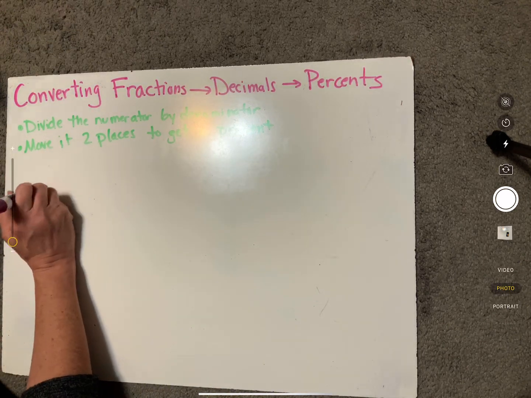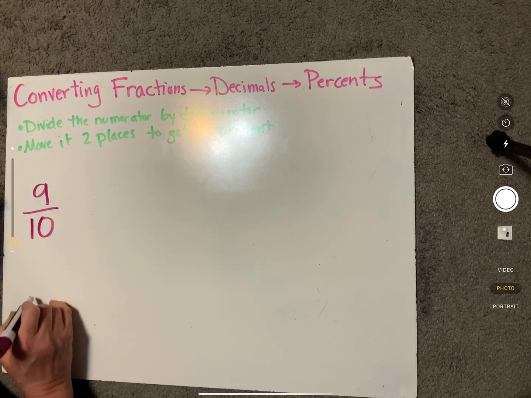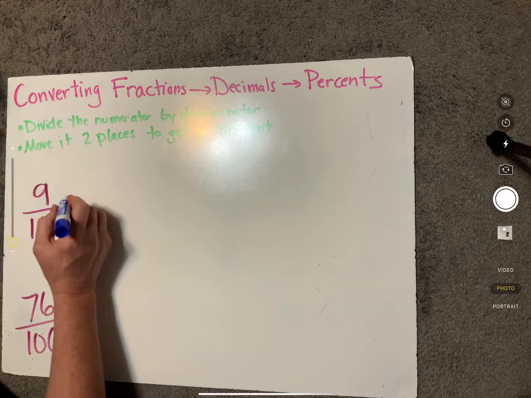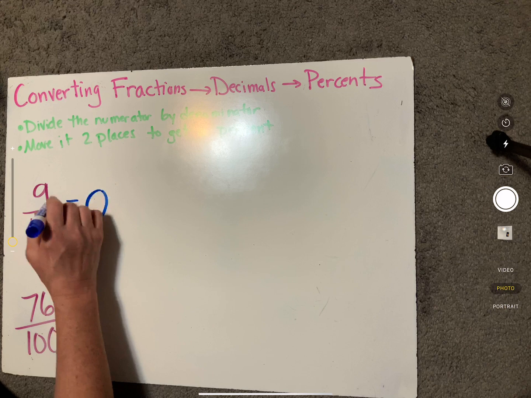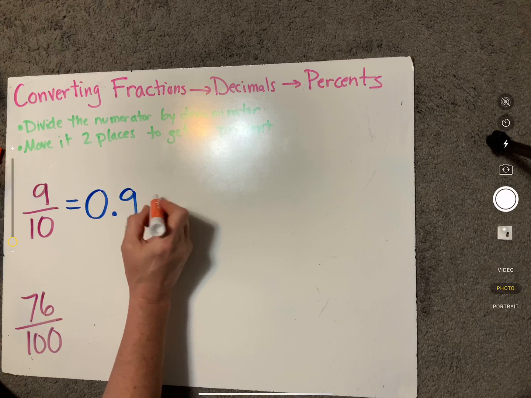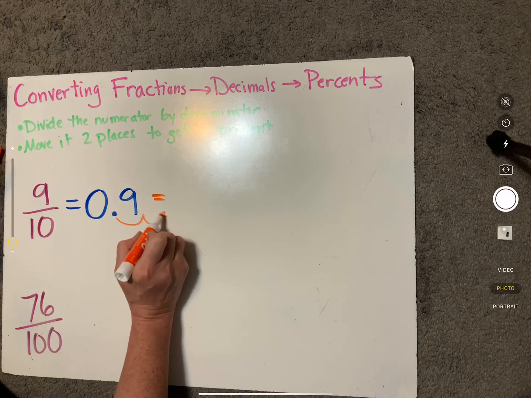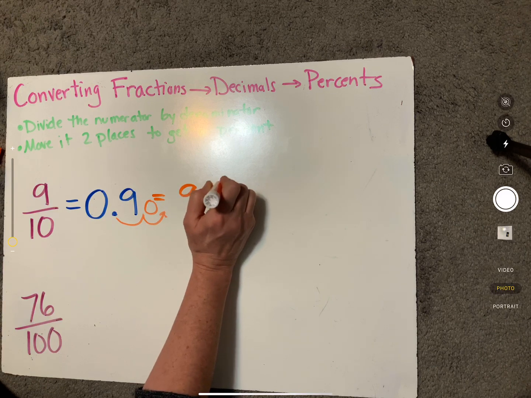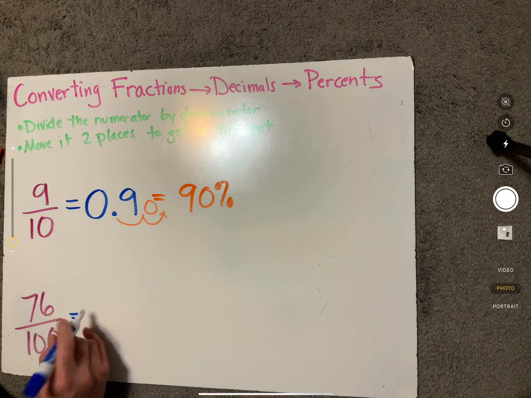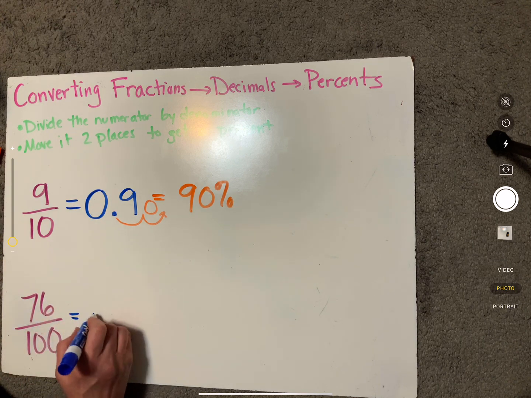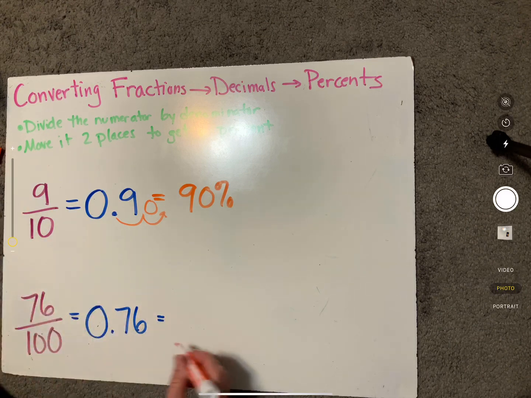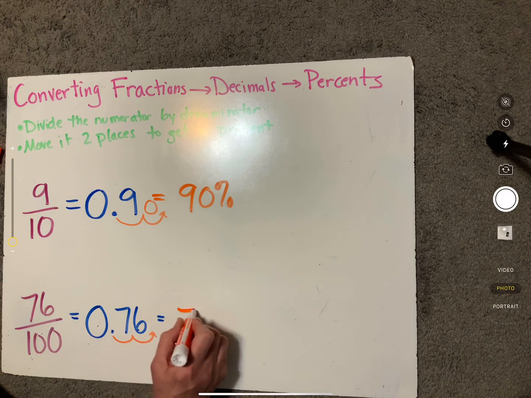What if we had 9/10 and 76 hundredths? Okay, so our decimal here is going to be 9/10 or 0.9. Our percent, because we're going to move it 2 places, so this would be 90%. Okay, for this one, we're going to write it as a decimal, 76 hundredths. So 76 hundredths. And then to move the decimal 2 places, we're going to get 76%.